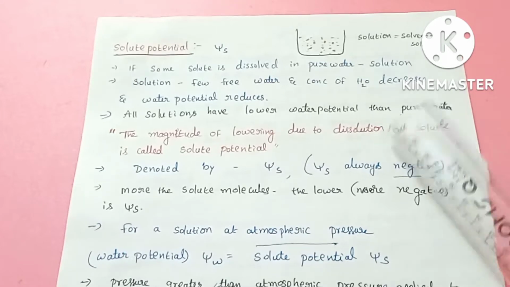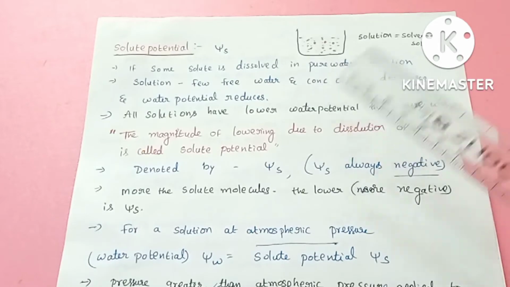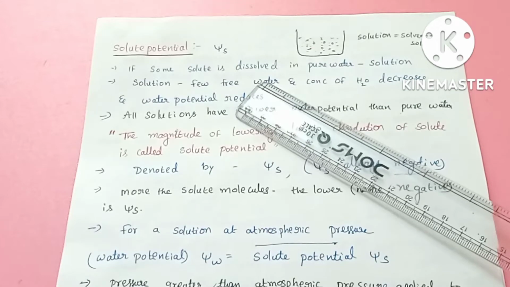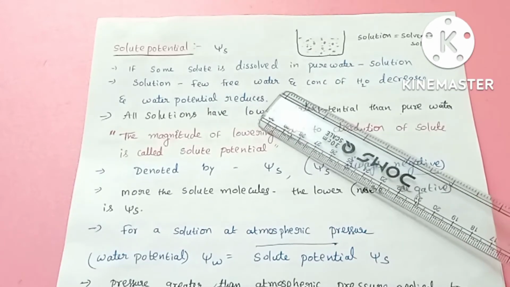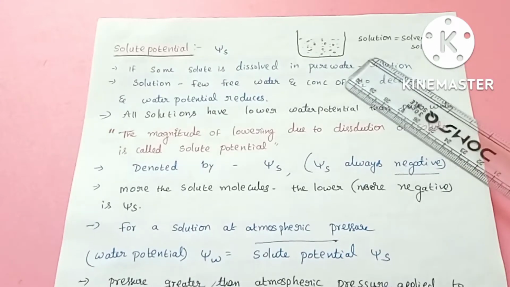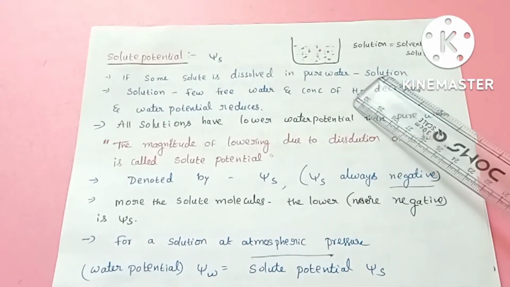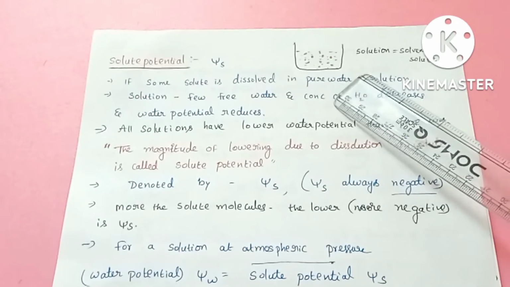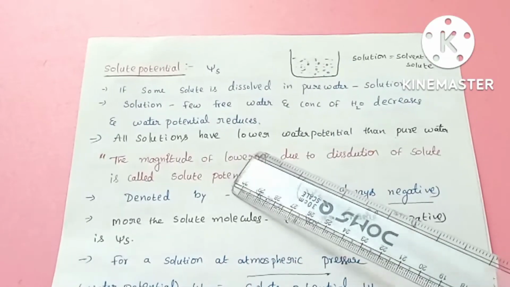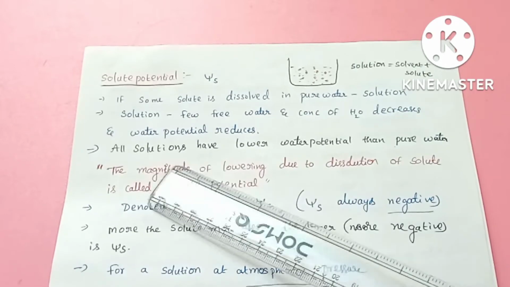Next one is solute potential. What is solute potential? We have seen water potential, which is denoted by psi W. Now we see what solute potential is. If we add some sugar to pure water, it will become a solution. Solvent plus solute gives rise to a solution. If you want to make a sugar solution, you take pure water and add some spoons of sugar, and it becomes a sugar or sucrose solution.